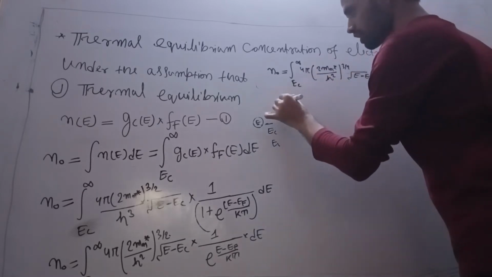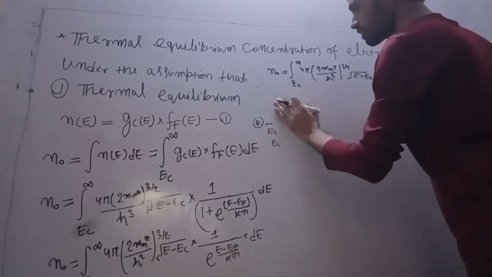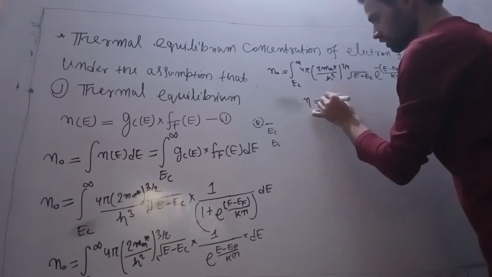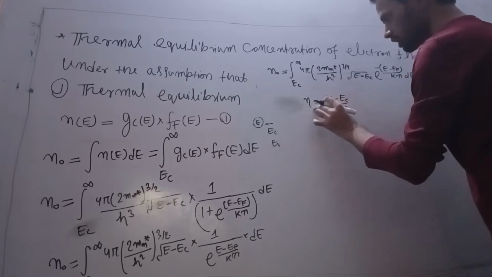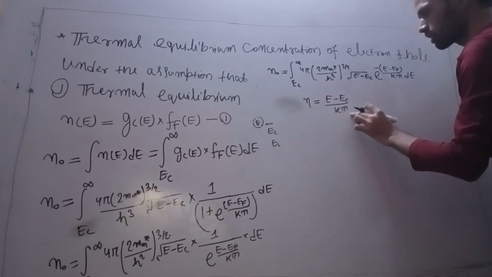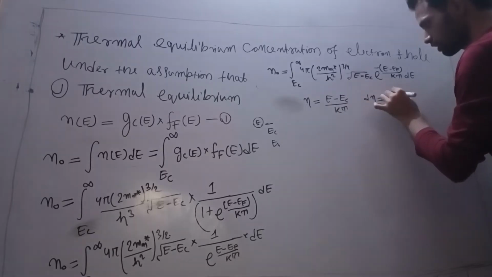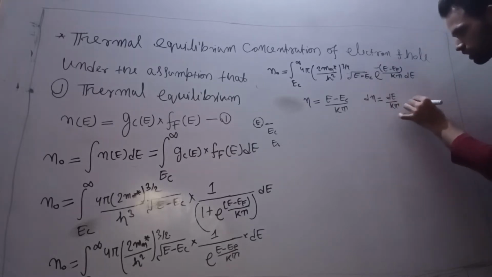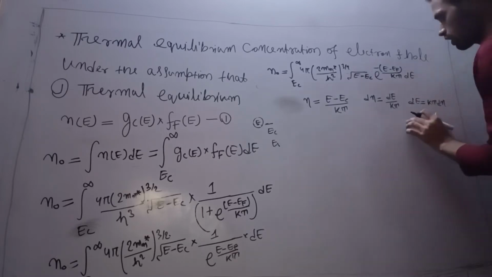Now see here, n naught is equal to, just do one thing here: put eta equal to (E minus Ec) by kT. Then d eta is equal to dE by kT. So dE is equal to kT d eta.